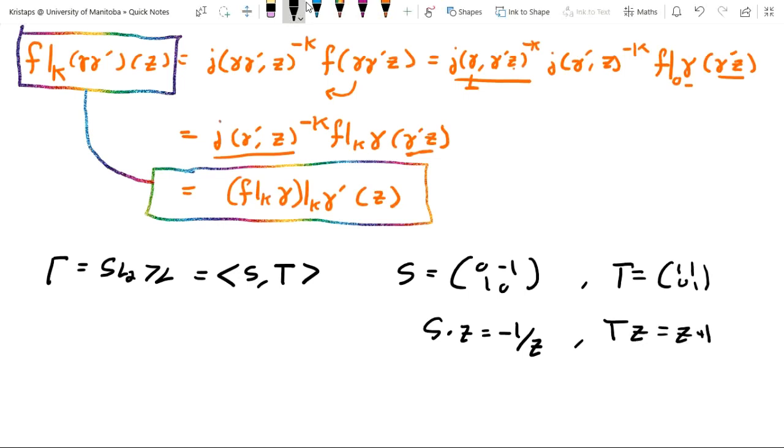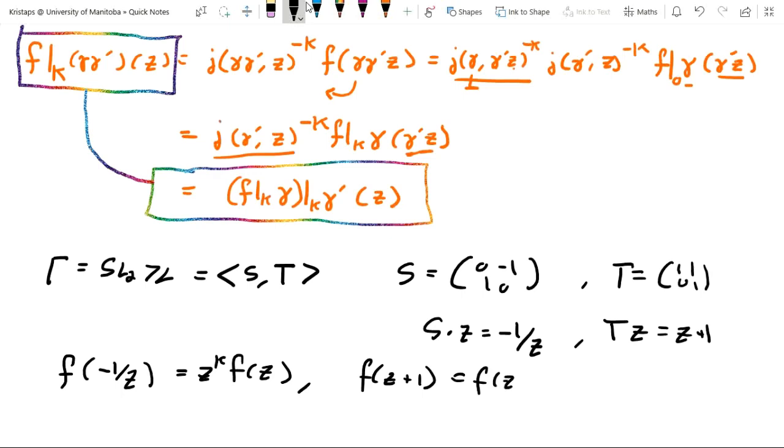And since these matrices generate all of SL2Z, in order to check that a function is a weakly modular function, one only needs to check the condition on the generators to ensure that this is the case. In particular, one need only check that f of minus 1 over z is equal to z to the k multiplied by f of z, and that f of z plus 1 is equal to f of z.